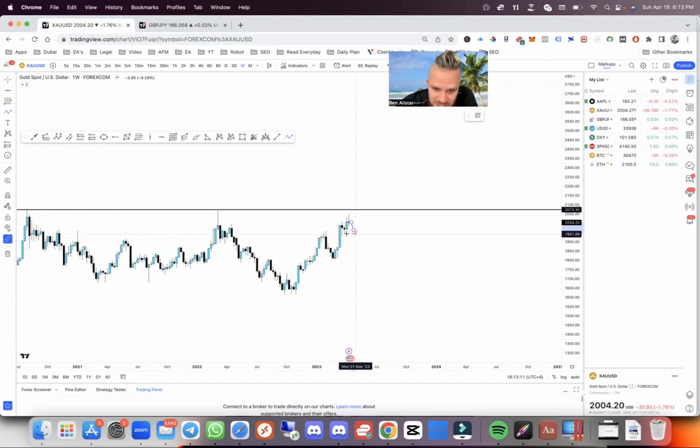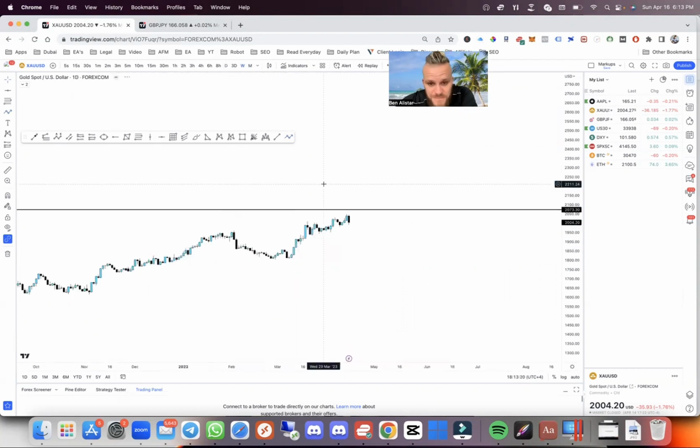However, if we start to break these levels here back under this S&D zone, I will then look for sells back down into this level. However, for now, we take it level by level.